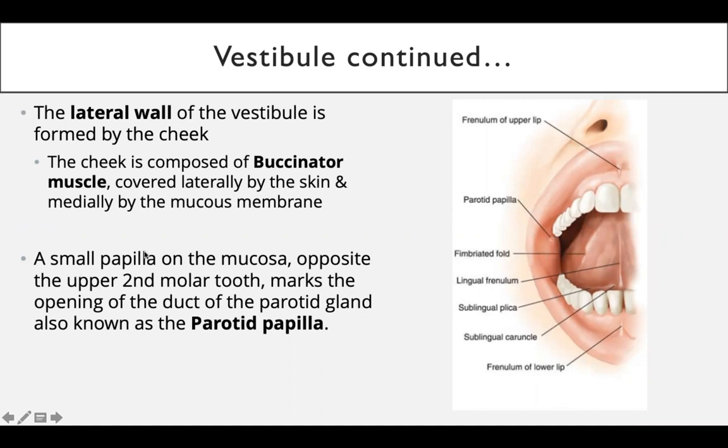A small papilla. What is a papilla? It is an opening of a duct on the mucosa opposite the upper second molar tooth. If you see here, this is the upper second molar tooth, and opposite to that on the mucosa there is a small papilla, or opening of a duct, which marks the opening of the duct of the parotid gland, also known as the parotid papilla. So this is the parotid papilla, and this is the duct of the parotid gland. This is an important anatomical landmark.